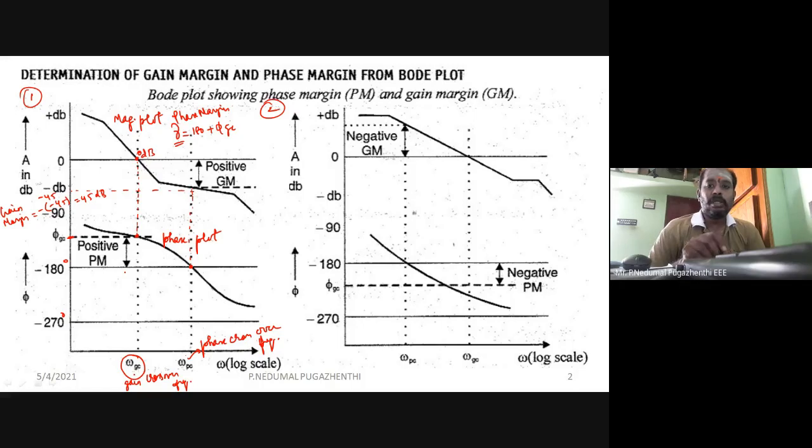And you can see that in your second figure, in the same way the magnitude plot is crossing your 0 decibel line, you extend it, and here it is going to be your phi gc. The diagram has a small mistake. This is your phi gc, and you can see that it is well beyond minus 180 degree. So probably your gamma will be negative. Your gamma is equal to 180 plus phi gc, and phi gc is more negative than minus 180. So obviously your phase margin will be negative. You can see that this is the negative phase margin, not this one.